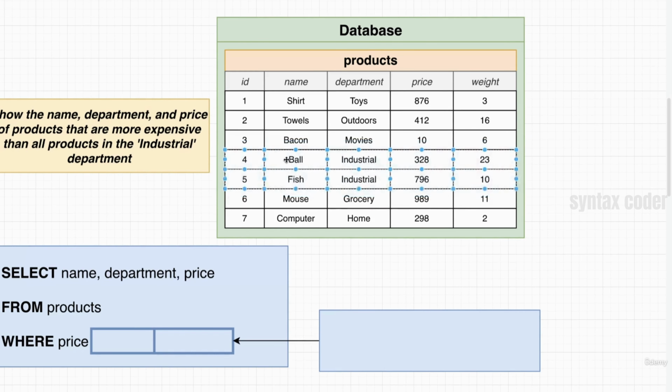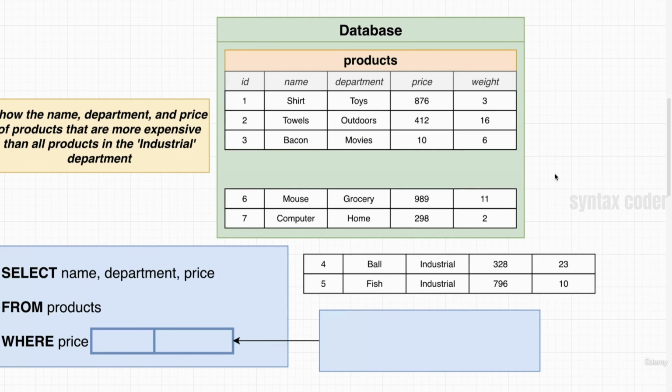So I'm going to pull those two out, like so. We're then going to go through all the remaining rows and make sure that they have a price that is greater than the price of 328 and 796. So we'll start off first with the first product right here, which has a price of 876. That is definitely greater than both 796 and 328. So the first product would stick around.